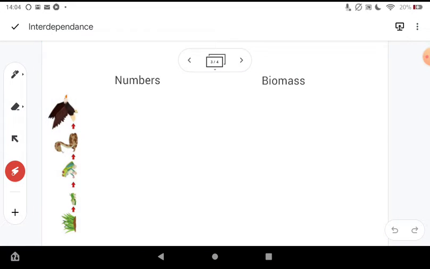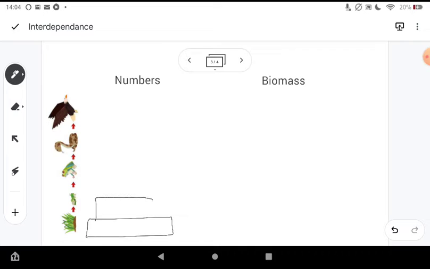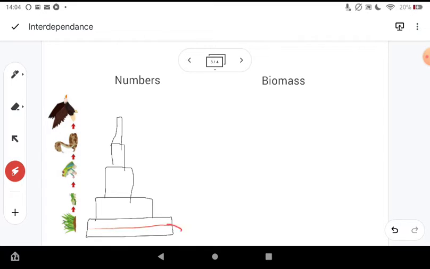And we have two ways of representing these in terms of diagrams. So first way is a pyramid of numbers. Now there's lots of grass, so you draw like that. There's less grasshoppers, there's less frogs, less snakes, and even less eagles. So the width of the bars represents the size of the population.